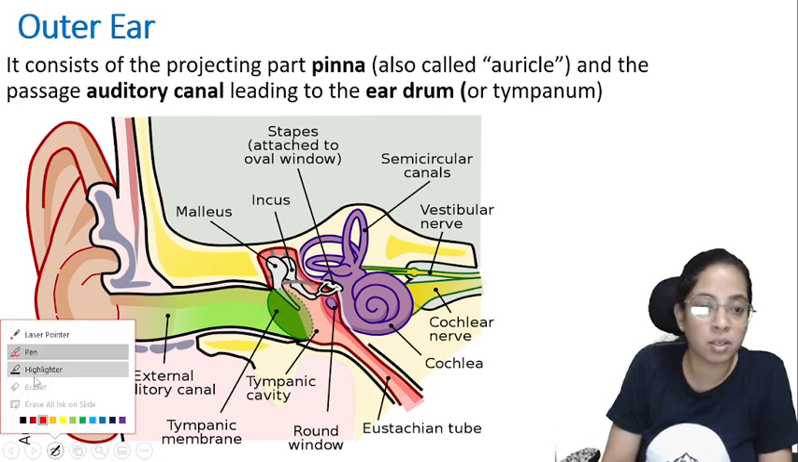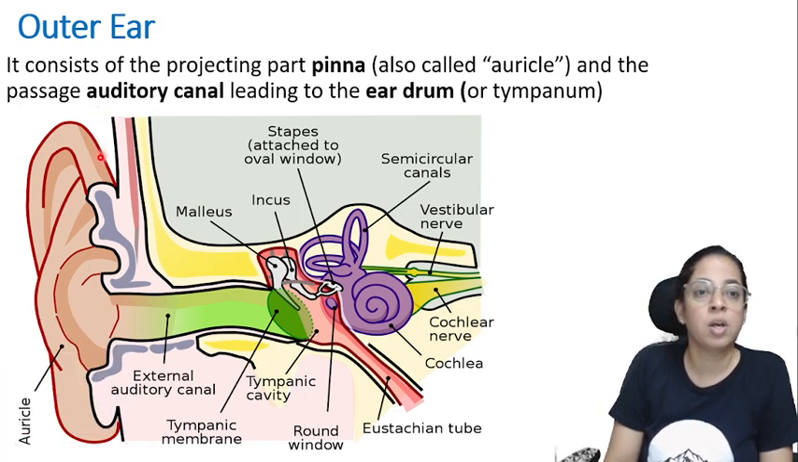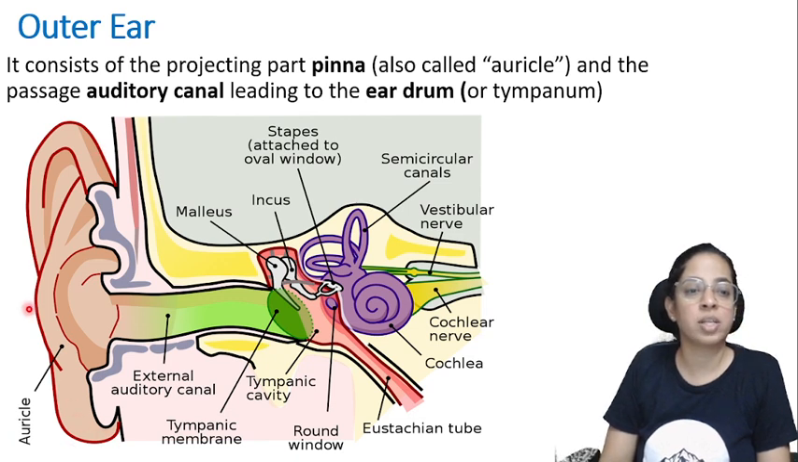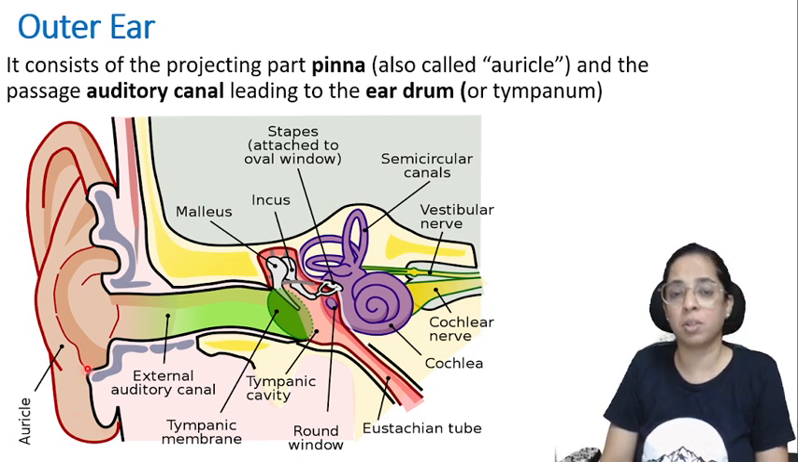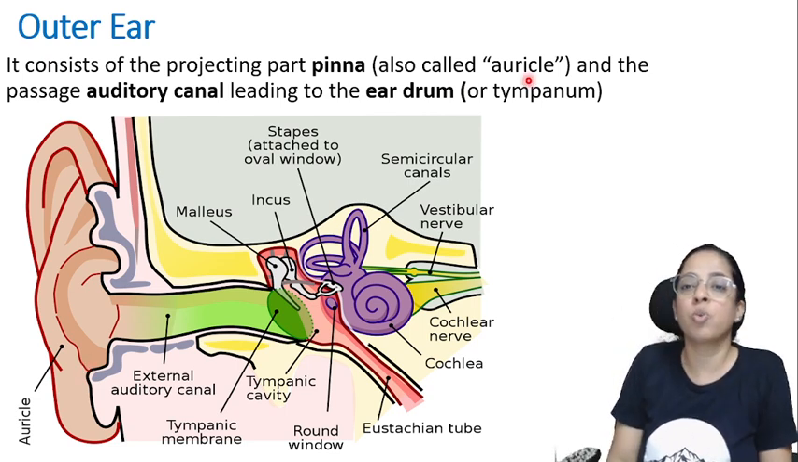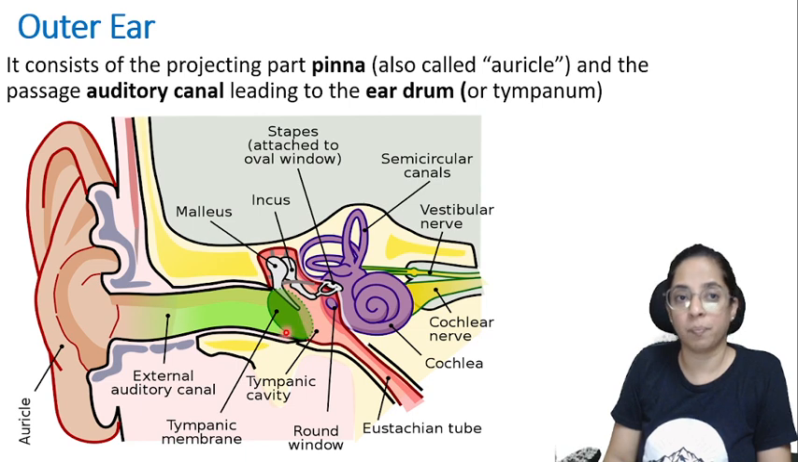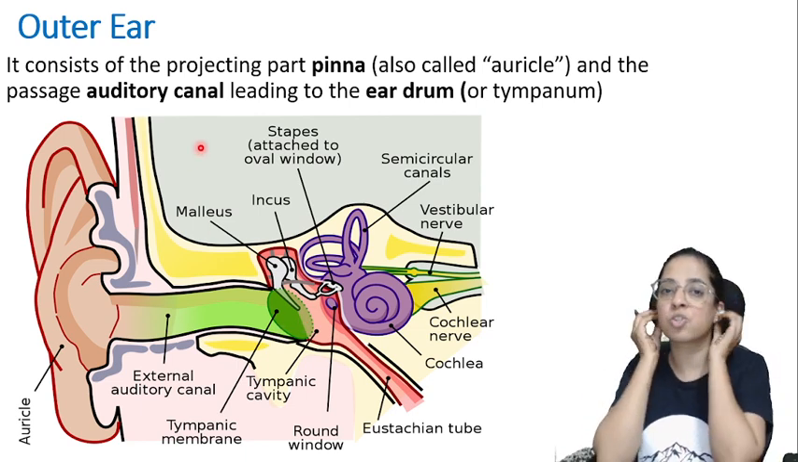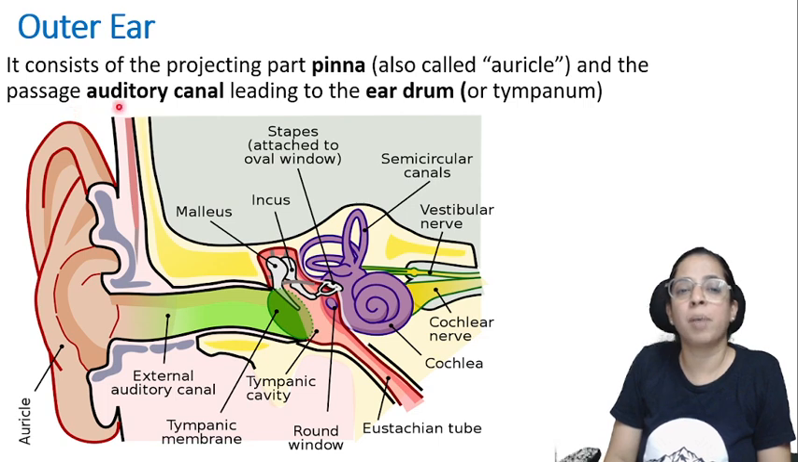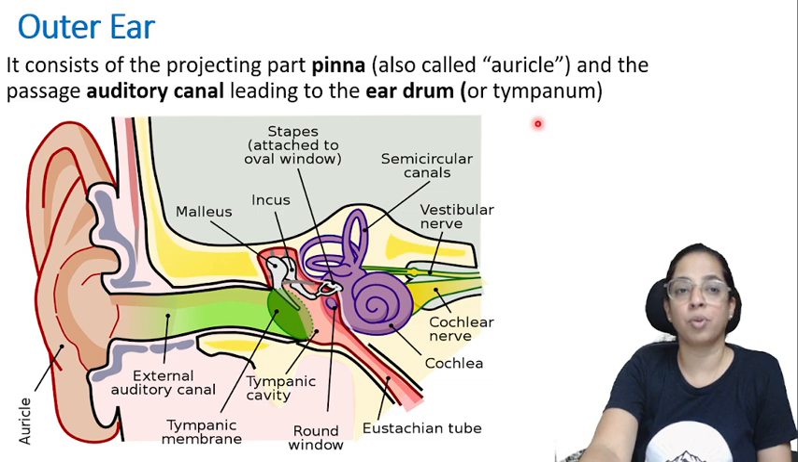Wait, let me take the highlight laser pointer. So this, you can see, is the outer part. This is known as the projecting part pinna. This is also known as auricle, and the passage auditory canal. This is known as auditory canal. Okay, this leads to the eardrum or the tympanum. This is the tympanic membrane or the eardrum. So outer ear consists of pinna, the auricle, and the passage auditory canal leading to the eardrum. So all three of them come under outer ear.